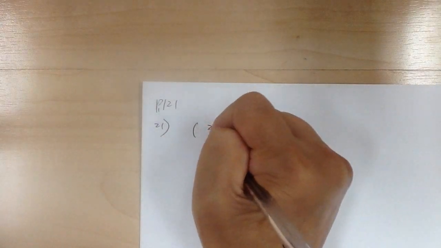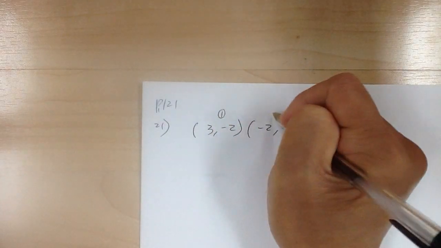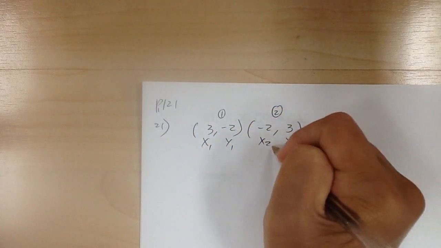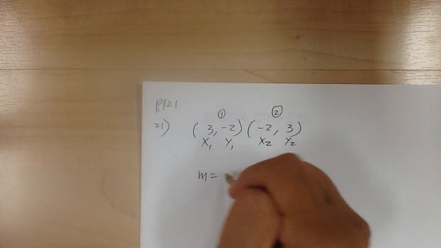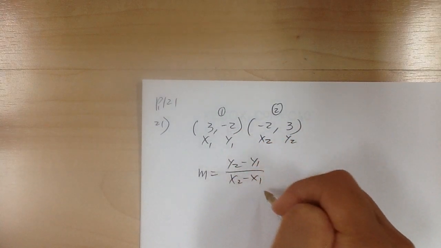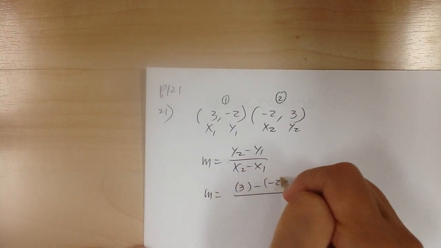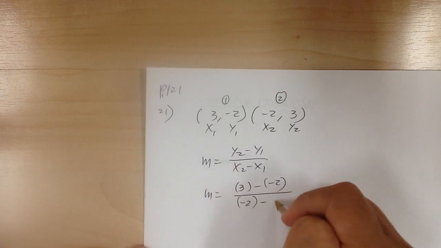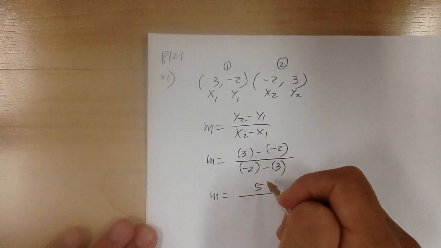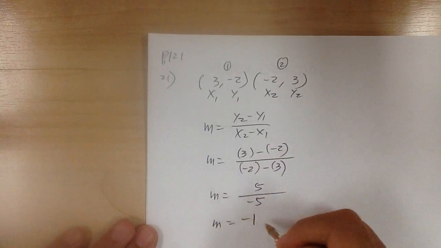Okay, you got 2 points, 3, negative 2, negative 2, 3. So again, that's your point 1, point 2. So that's your x1, y1, x2, y2, right? So first, find the slope. So slope equals y2 minus y1 over x2 minus x1. So slope equals 3 minus negative 2 over negative 2 minus 3. So m equals 5 over negative 5. So m equals negative 1.